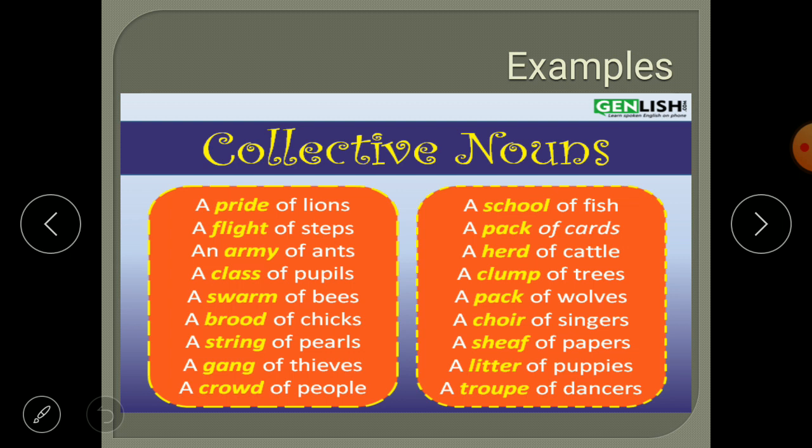A school of fish, a pack of cards, a herd of cattle, a clump of trees. Clump of trees means so many trees at one place. A pack of wolves, a choir of singers, a sheaf of papers, a litter of puppies, a troop of dancers. So, children, all these words are the collective nouns.